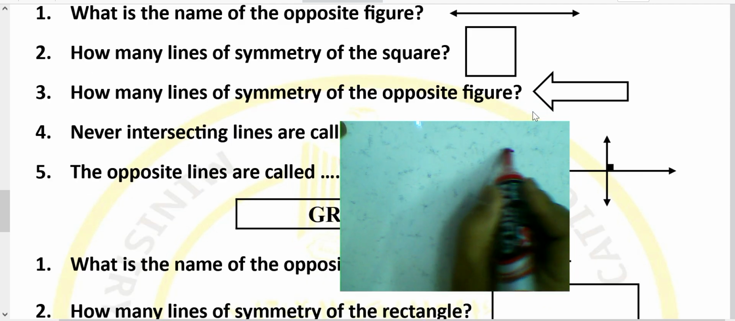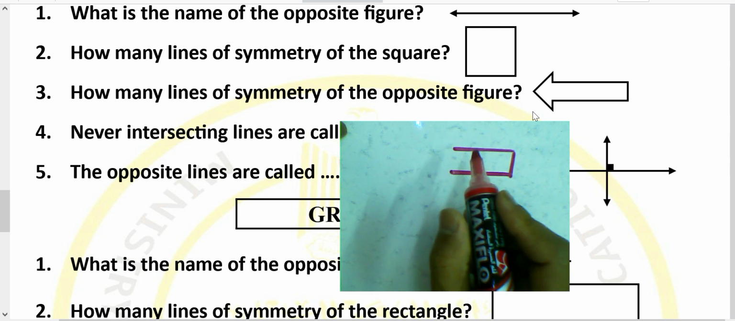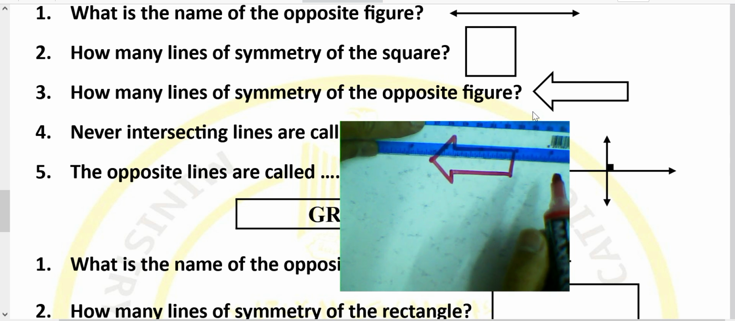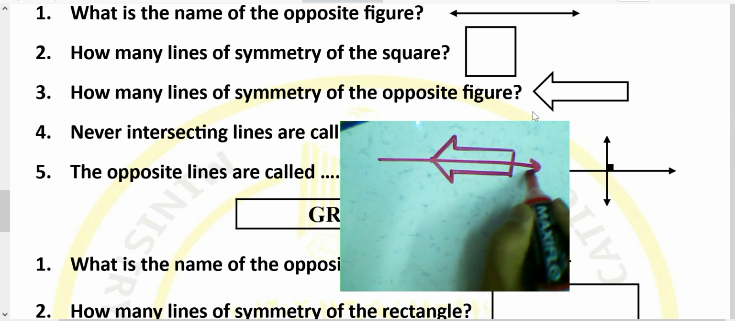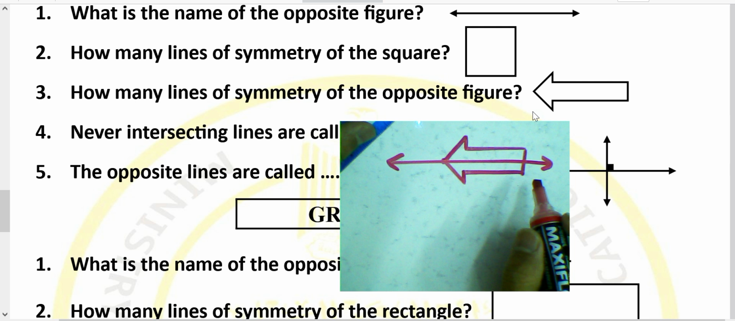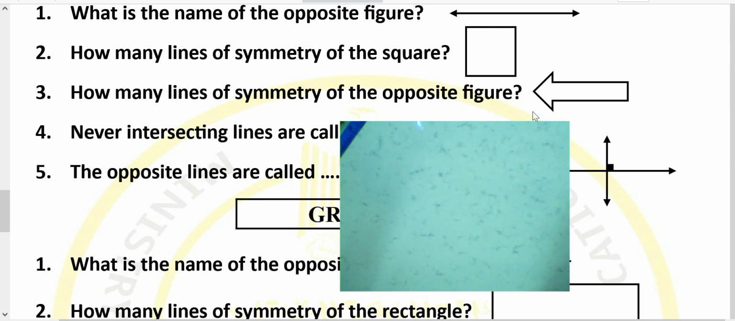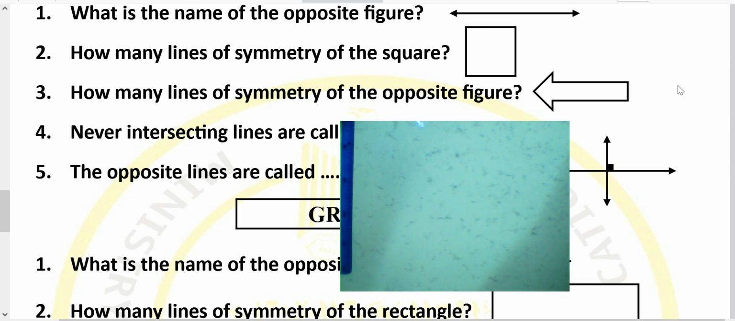Next question: we can draw one straight line on this figure. It asks me how many lines of symmetry. You can draw one line, so the answer here is 1.